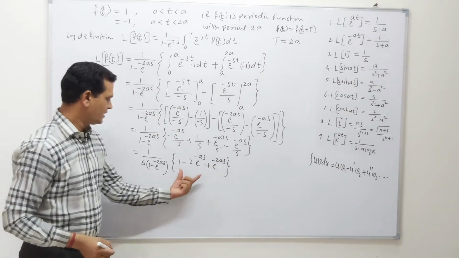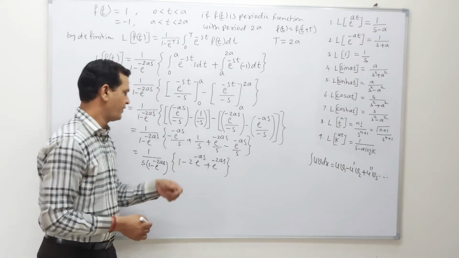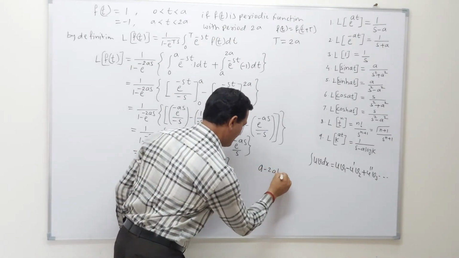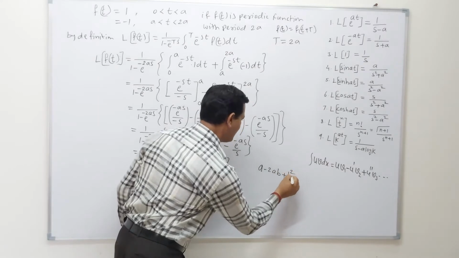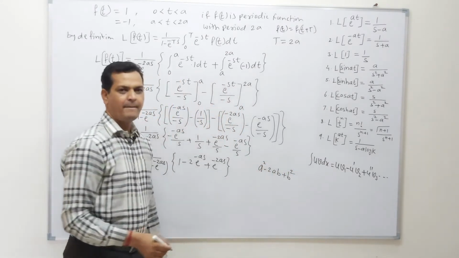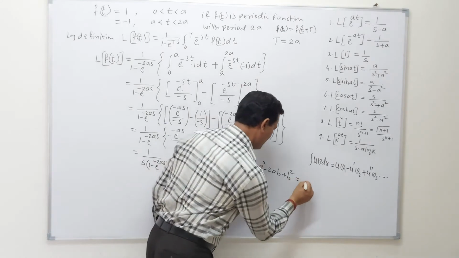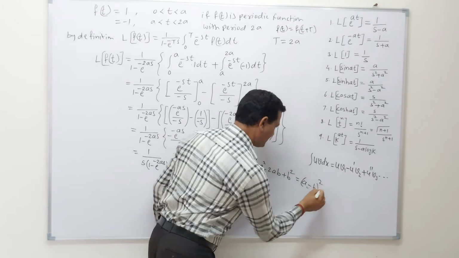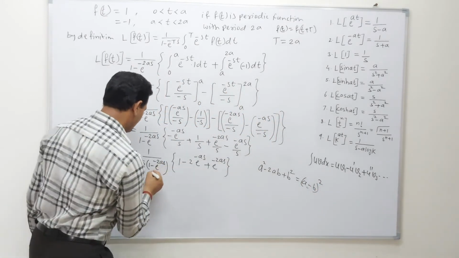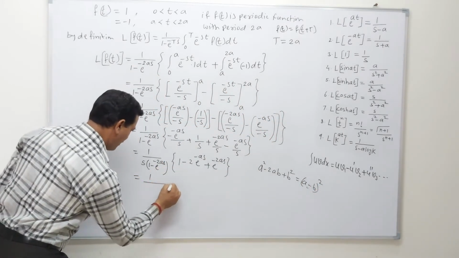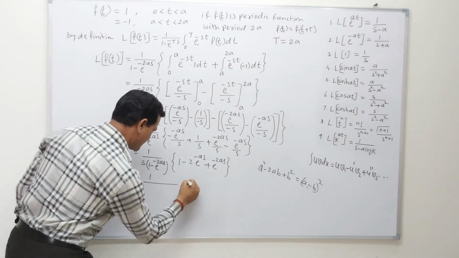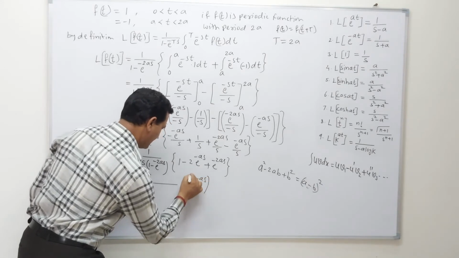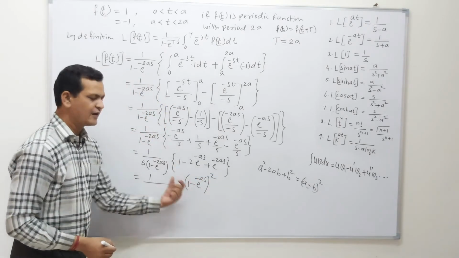Now observe that this term is the square of a term. This is of the type a square minus 2ab plus b square. We know that this is (a minus b) its square. So according to this formula, we can write this as 1 upon, first we will write this term, 1 minus e raised to minus as, then its square. This is the perfect square of this number.